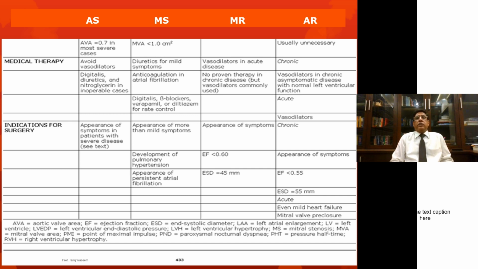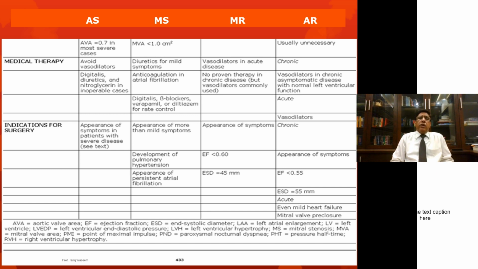Again, mitral regurgitation is a volume overload condition, so the mainstay of treatment would be diuretics, and when they become symptomatic, vasodilators may also be used. Again, vasodilators and diuretics are usually the initial mode of therapy in aortic regurgitation.